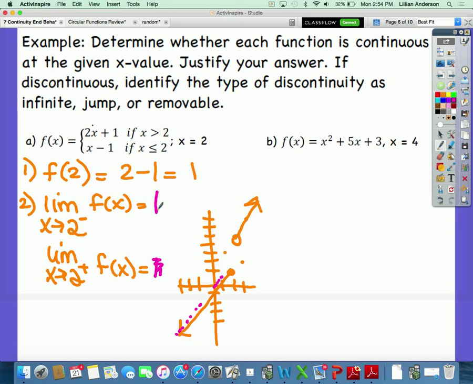You can also get that by plugging 2 into the second piece of the piecewise function. Based off of the graph, basically we're trying to figure out what the y's are getting closer to as x is closer to 2. That's what we're looking at. Okay? Question?